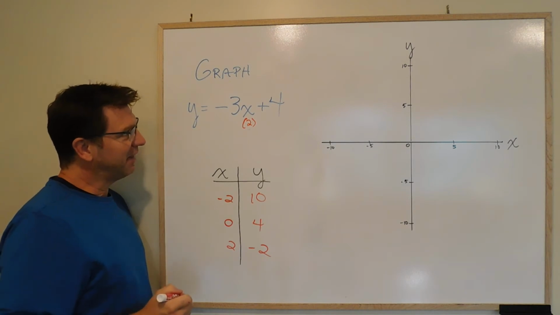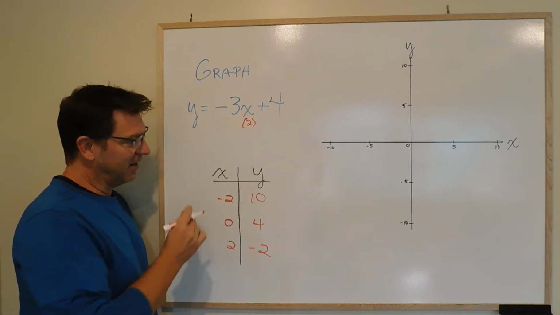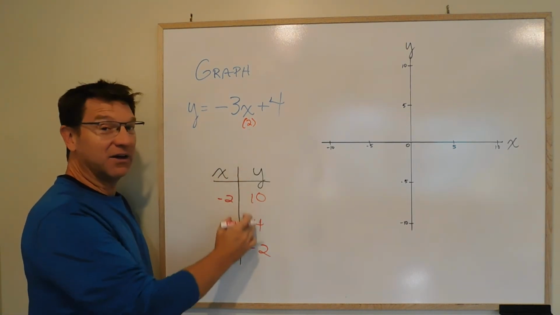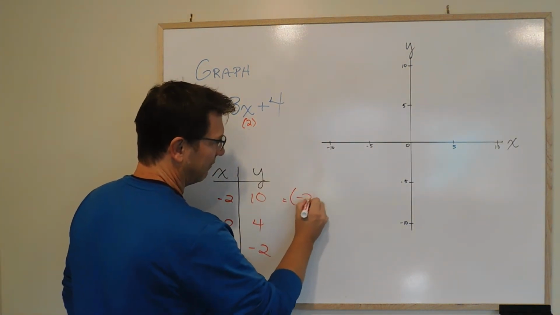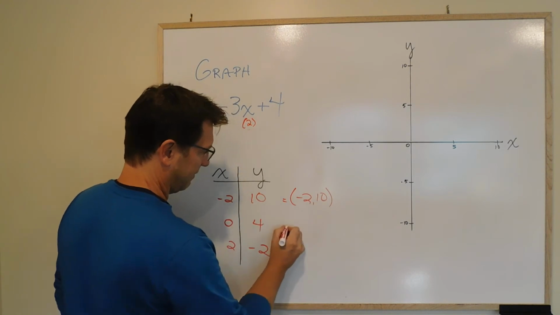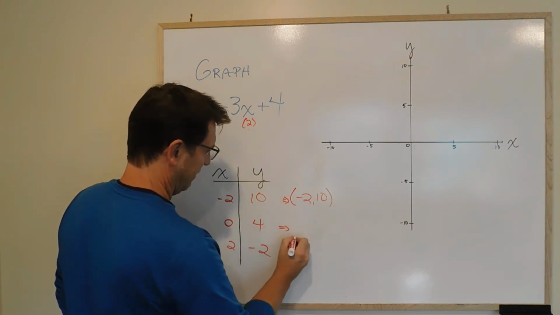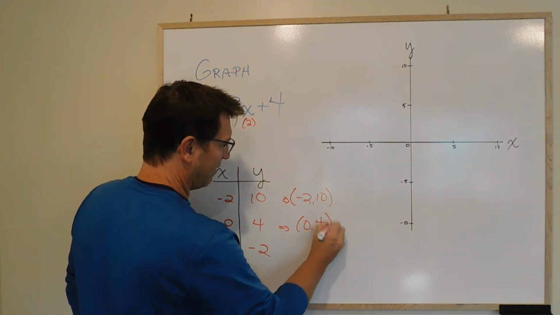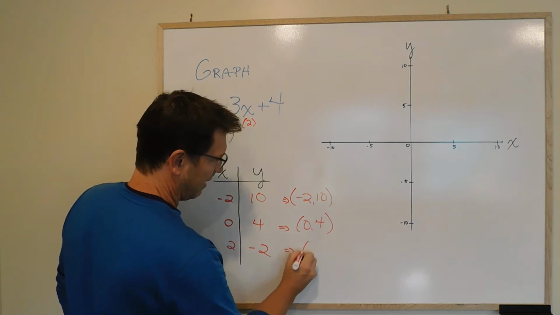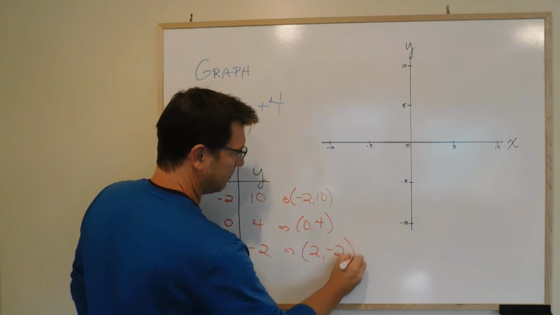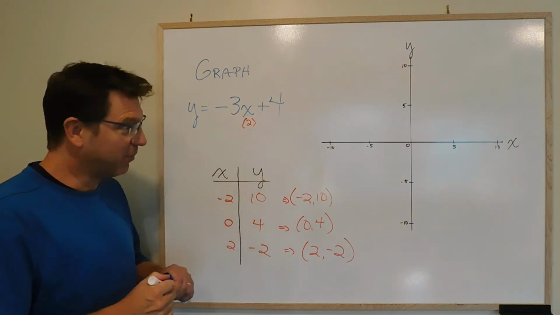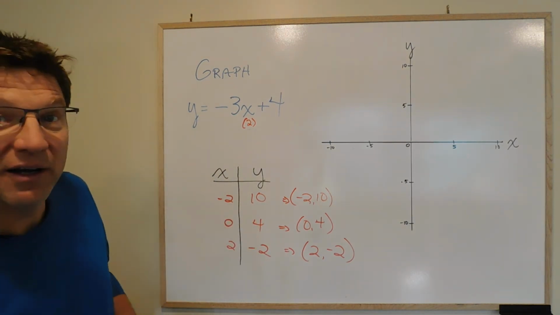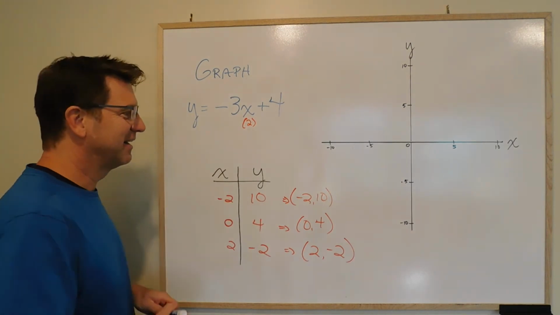And what I've got then is 3 points. They're x's and y's, so I can turn them into points: negative 2 and 10, 0 and 4, and 2 and negative 2. I've got 3 points. I can plot those 3 points over here on my Cartesian plane.